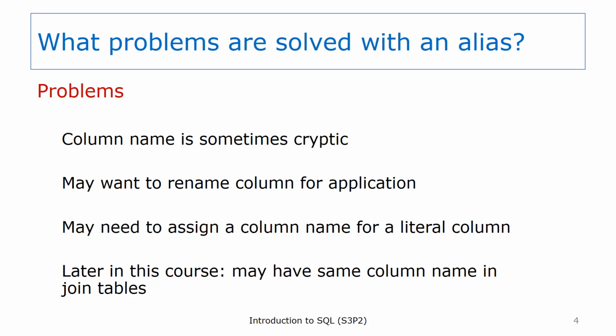Finally, you'll see an important use of column aliases later in this course when we work with joined tables. The problem with joined tables is that the same column name might appear in more than one table. By using column aliases, you can clearly distinguish same name columns from each other.